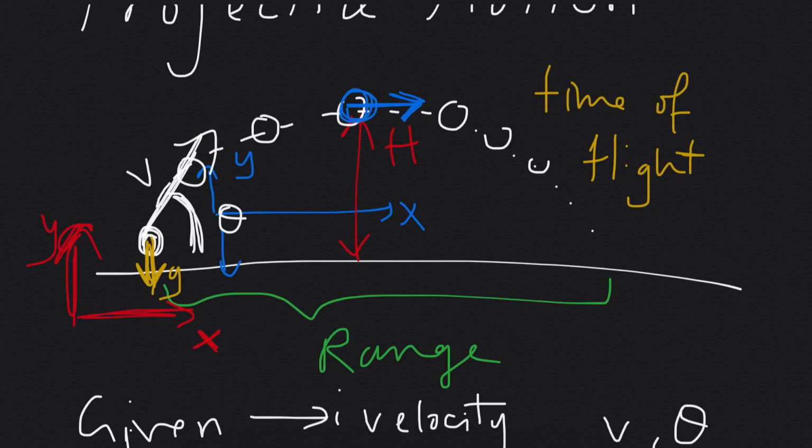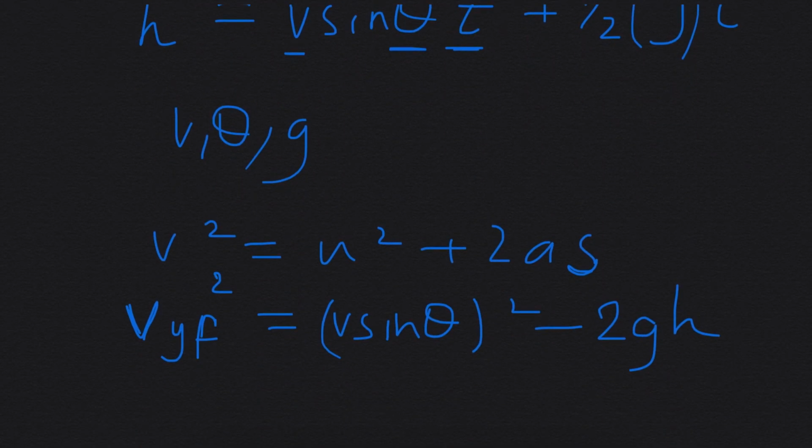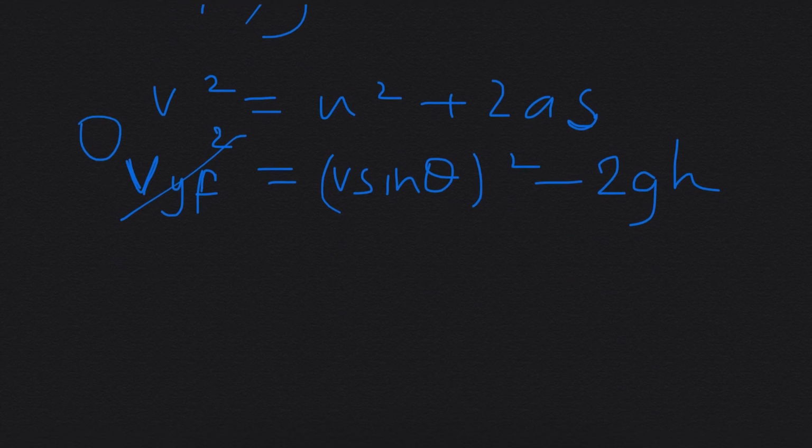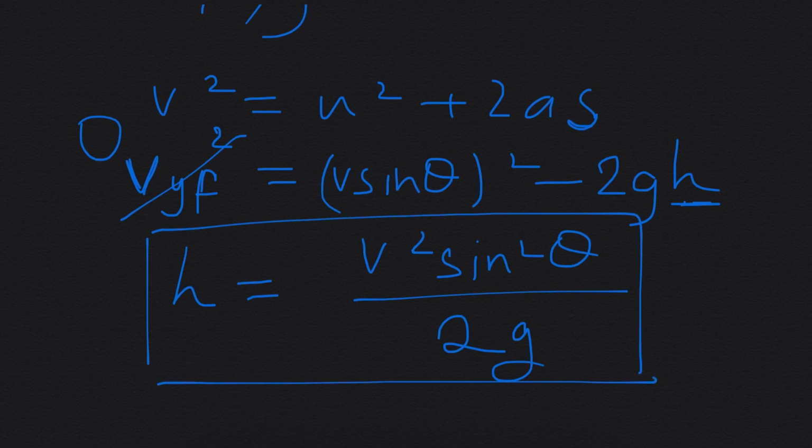But its y velocity goes to 0. So Vy at this point is equal to 0. Vx is still Vx. Vx is not going to change. So I can say this is 0. And that allows me to solve for h, right? Remember h? So h is equal to v squared sine squared theta divided by 2g. And that's how you calculate the maximum height of a projectile.